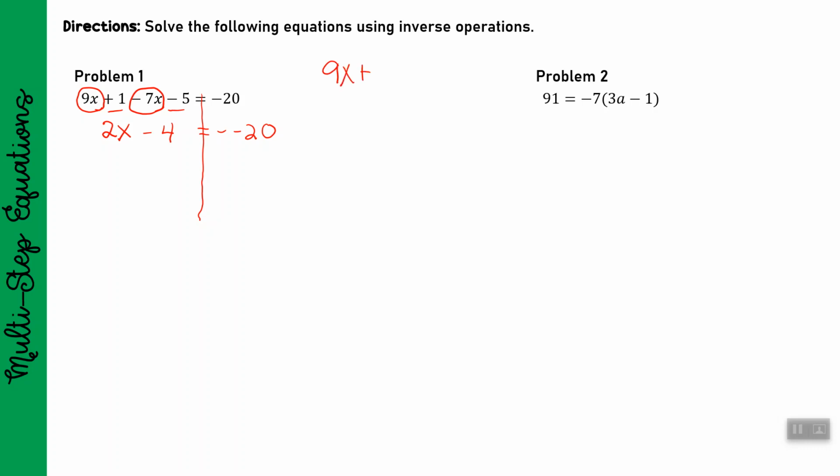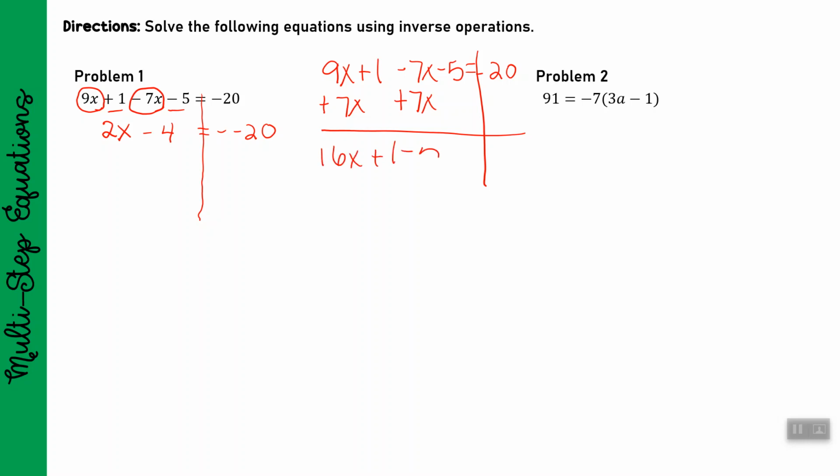So I see 9x plus 1 minus 7x minus 5 equals negative 20. This is a do not do this. You could still draw your line if you wanted to, but I see people see, okay, they have an x and an x, so I'm going to add 7x and add 7x here. And then what happens is we get 16x plus 1 minus 5 equals negative 20. Okay, we do not want to do this.